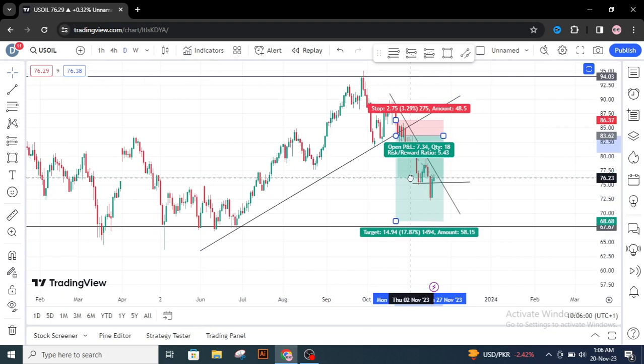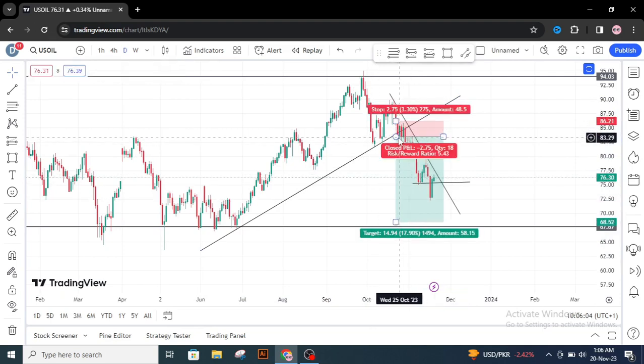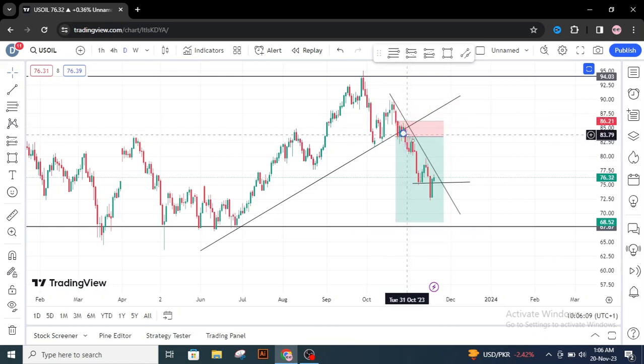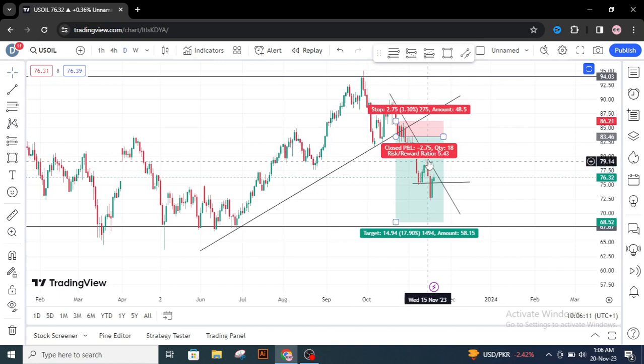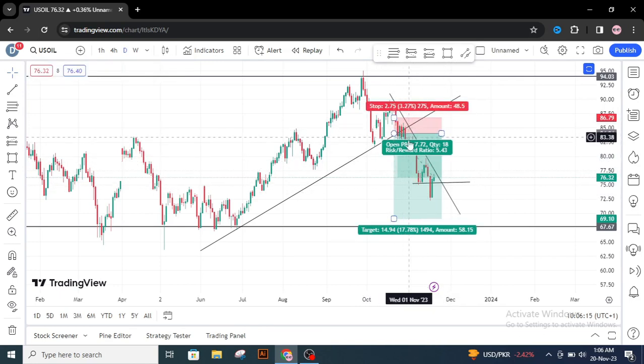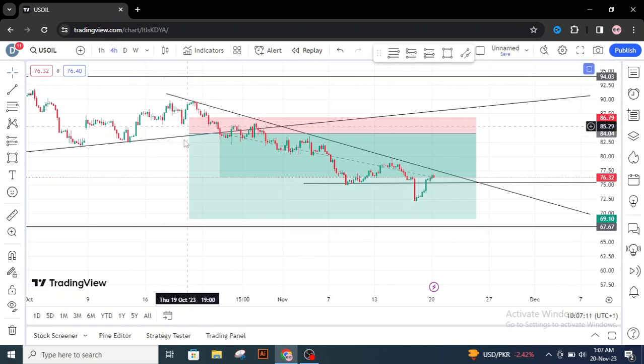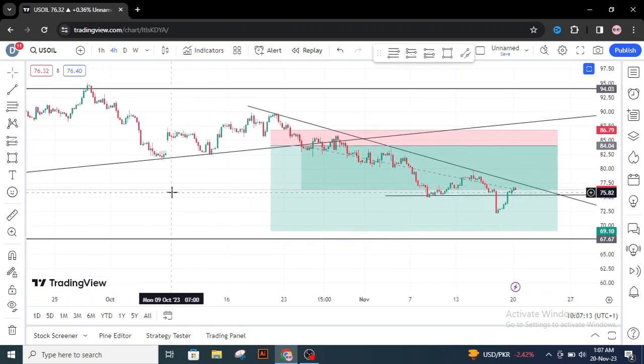Sorry, my station is above like this. So it broke this, and then I entered my trade and put my stop loss above here, and then I captured this. Go to 4 hour, you will see what I'm talking about clearly.